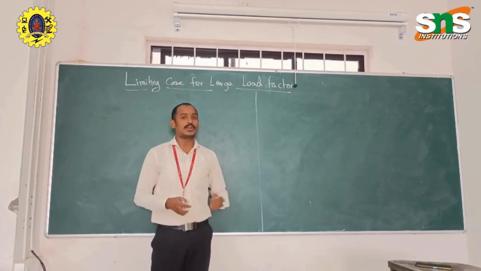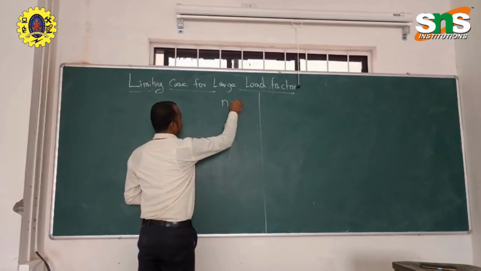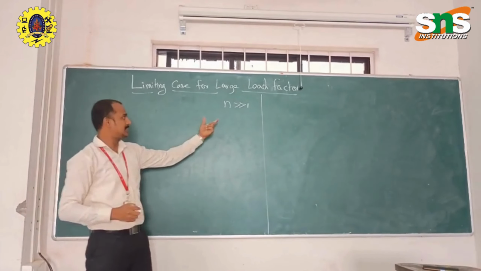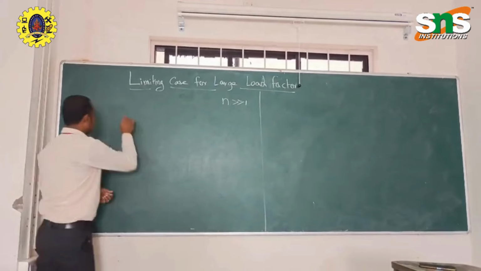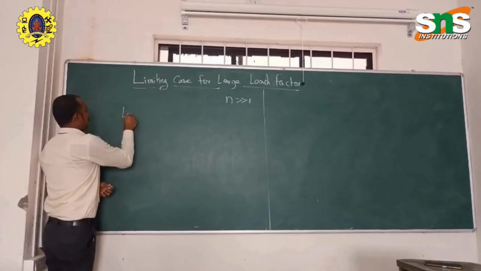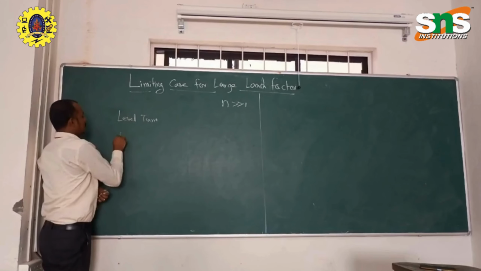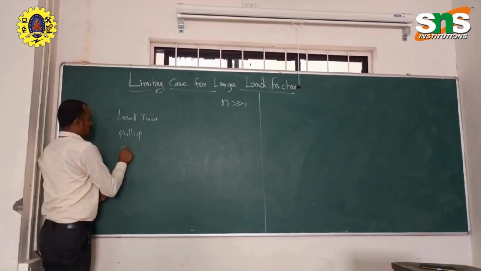So, in a large load factor case, that is n is very large compared to unity. This is the case indicating the large load factor. Let us take these three cases: one is level turn, next is pull-up condition, and pull-down condition.